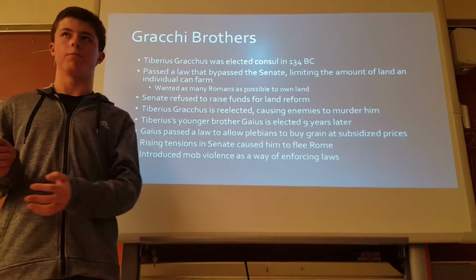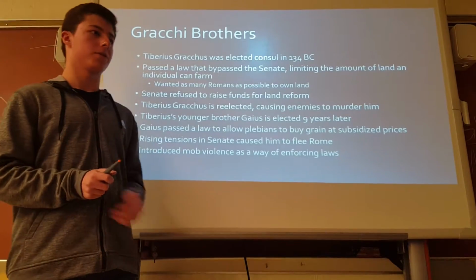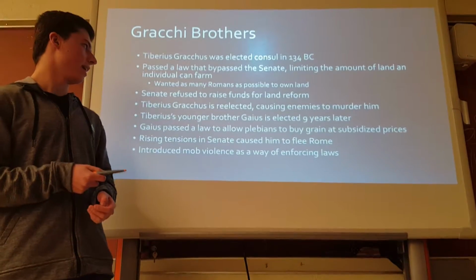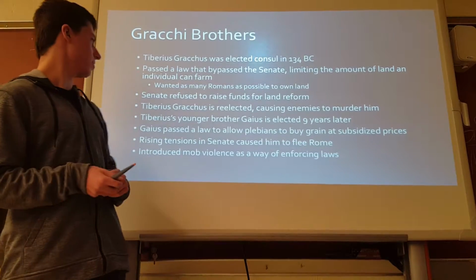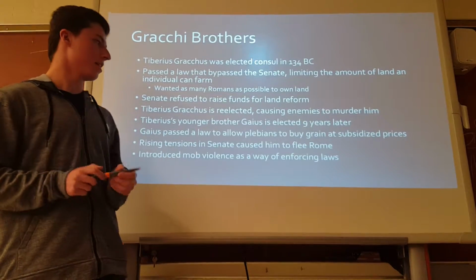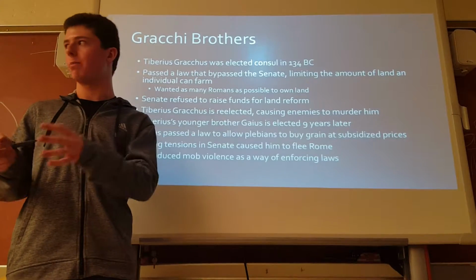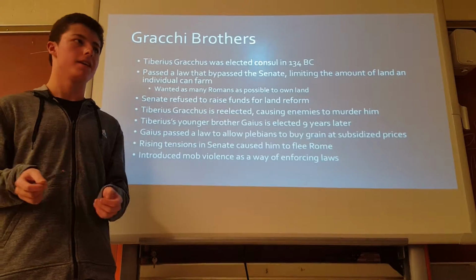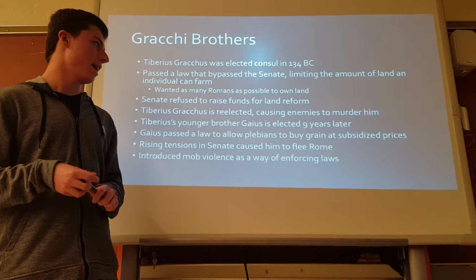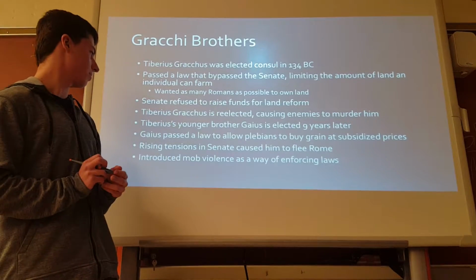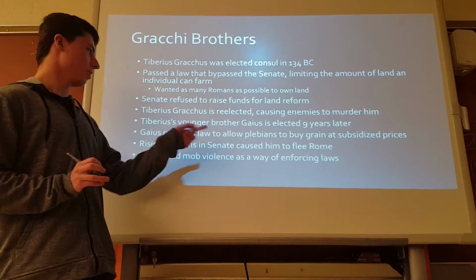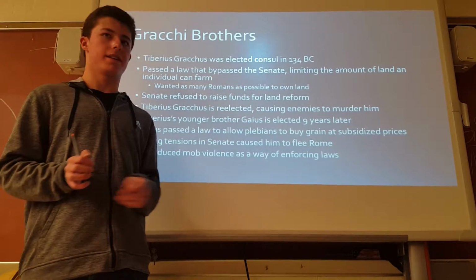So the Senate, being those rich people who probably owned all those lands because they were the patricians, obviously refused to raise the funds for the land reform. So what happened? Tiberius Gracchus is very popular with the people now because the majority of the people are plebeians. He's re-elected consul, and this caused his enemies to murder him, because this is pretty common in Rome. Well, who else would murder him? His younger brother Gaius Gracchus is elected 9 years later.